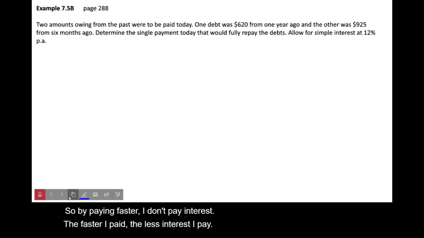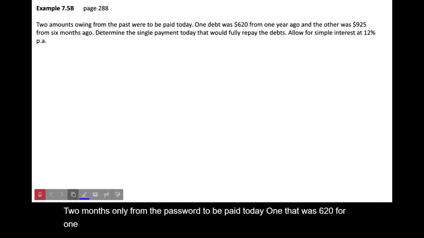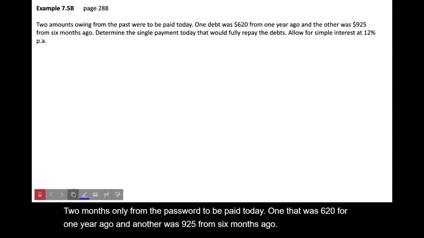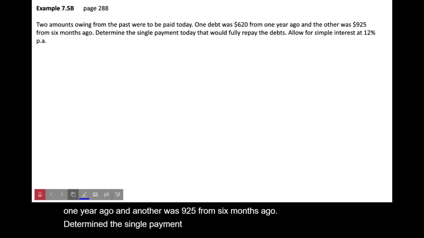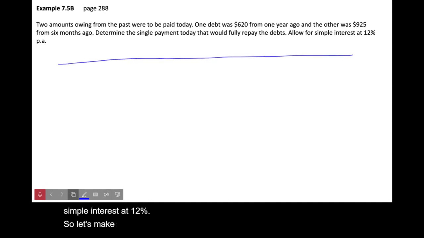Okay, let's move forward. Two amounts owing from the past were to be paid today. One that was 620 from 1 year ago and another was 925 from 6 months ago. Determine the single payment today that would fully repay the debt. Allow for simple interest at 12%. So let's make a diagram. I always recommend to do that.